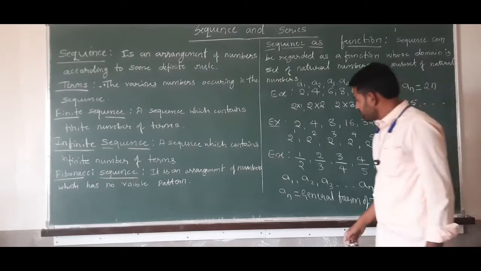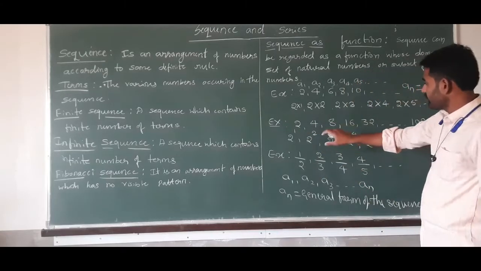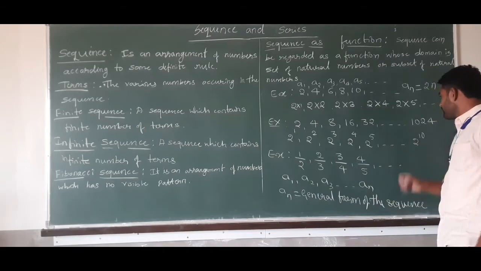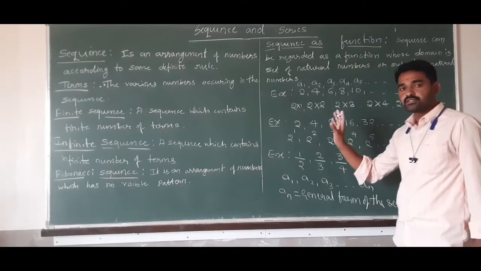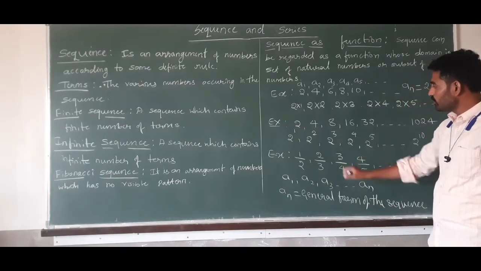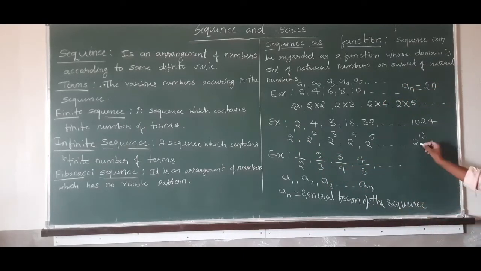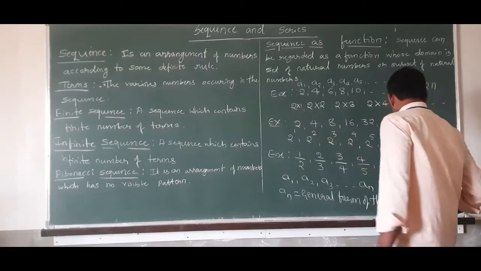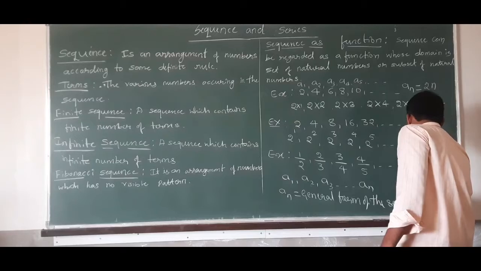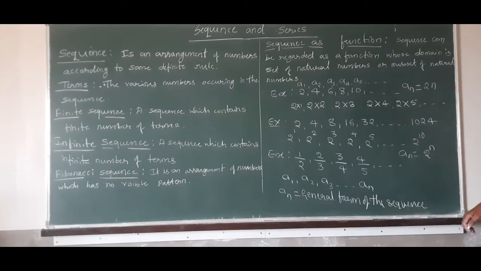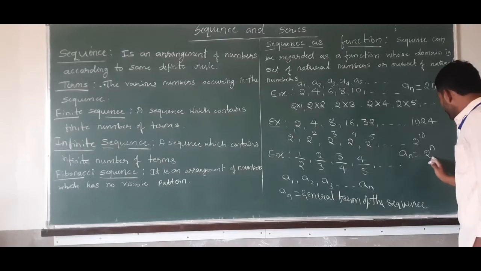In the second example, this sequence has the numbers 2, 4, 8, 16, 32 and so on up to 1024. It has a particular order: 2 to the power 1, 2 to the power 2, 2 to the power 3 and so on up to 2 to the power 10. So the general form of the second sequence is an is equal to 2 to the power n.